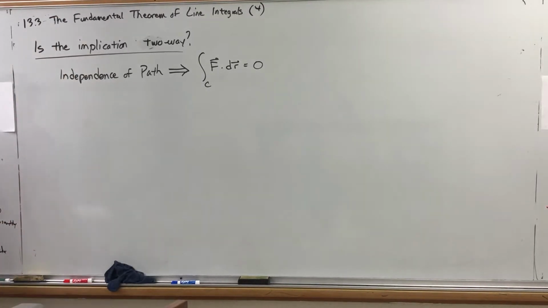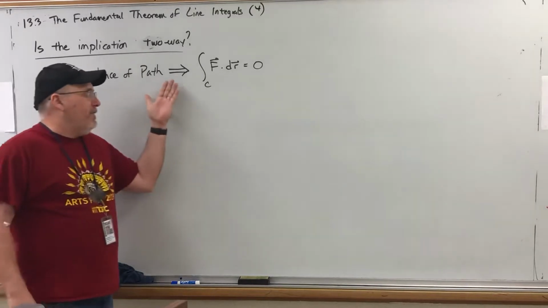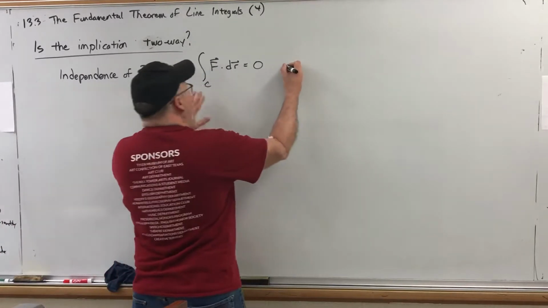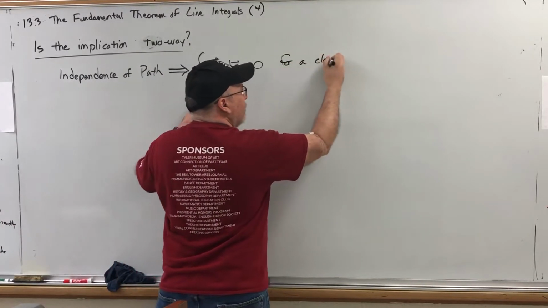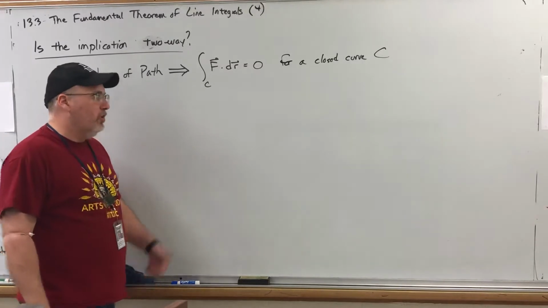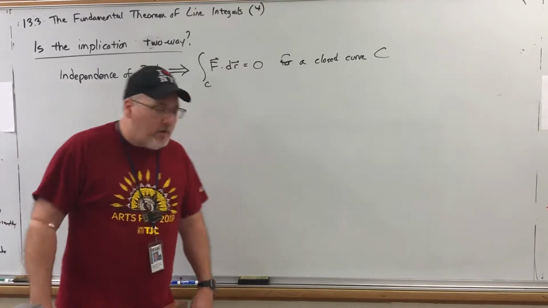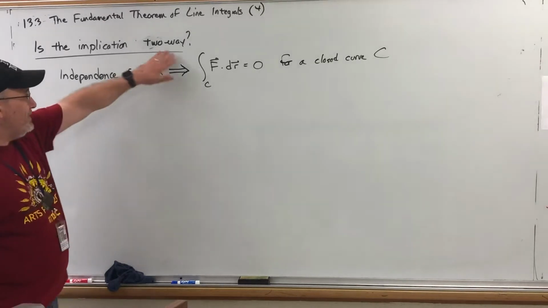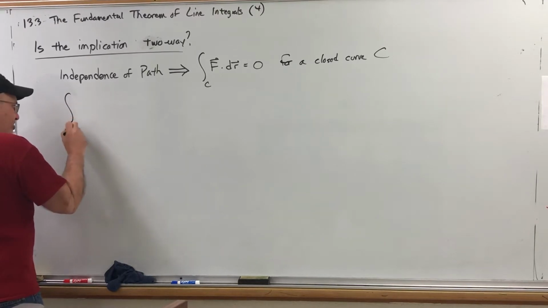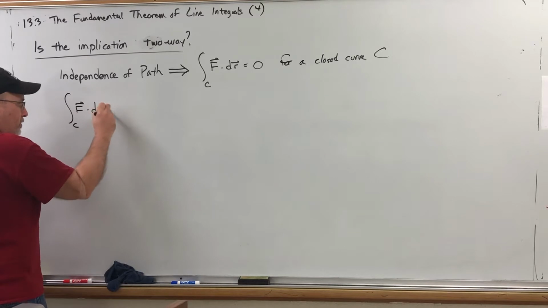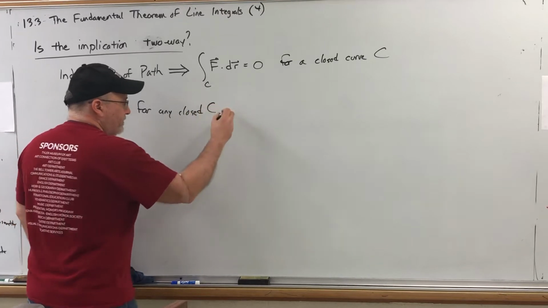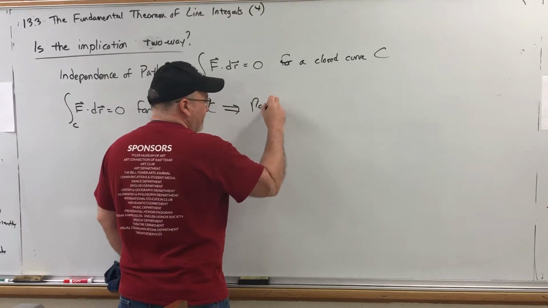In the previous video, we discovered that independence of path implied that the line integral over a closed curve C was equal to 0. But does this implication go both ways? Is this a two-way implication? In other words, does this statement, the line integral equal to 0 for any closed C, imply path independence?